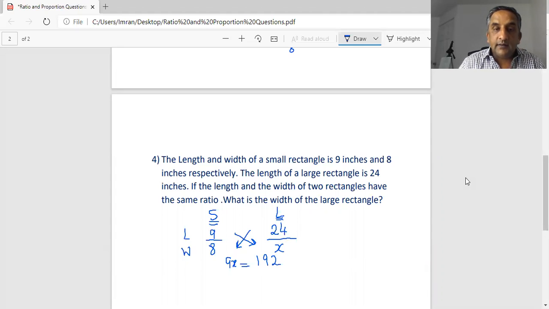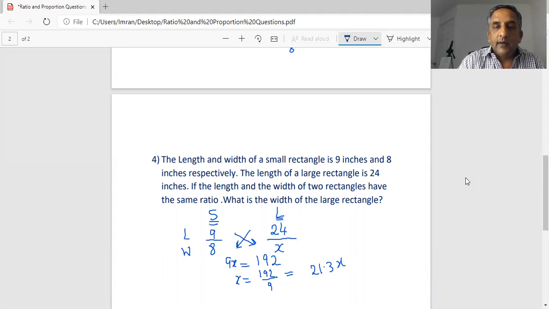Now we have to find X, because X is the one which is the width of the large rectangle. So what we do, X is equal to, we can move 9 to the other side, 192 divided by 9. When you divide 192 by 9, your answer will be 21.3. This will be the width of the large rectangle.